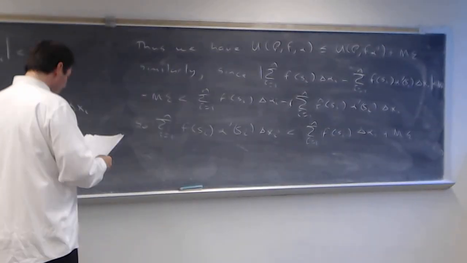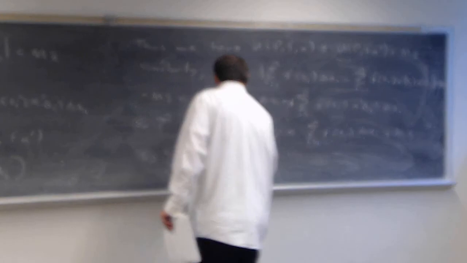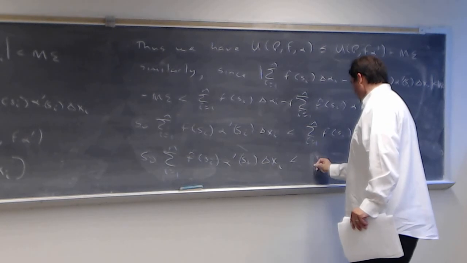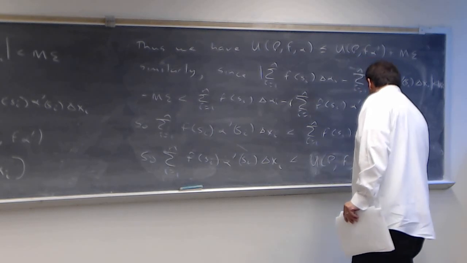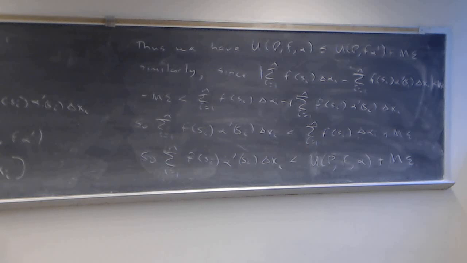Okay, and so from here we get this sum, same type of work. f of s sub i, alpha prime s sub i, delta x sub i is going to be less than, here we replace that with something that's bigger than it, and that's going to be the upper sum. This is the upper Riemann-Stieltjes sum, plus this m times epsilon. And that statement just made is true for all choices of the s sub i's.